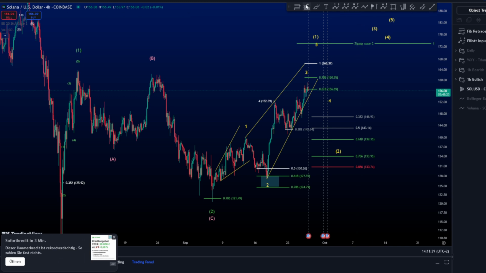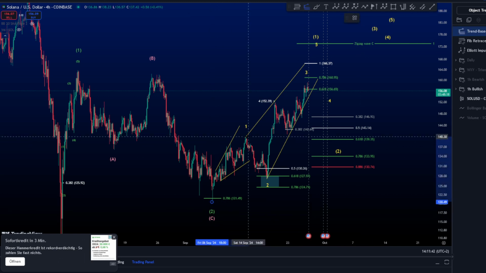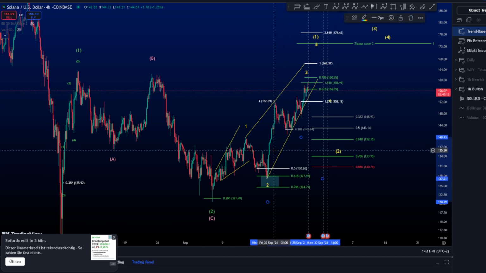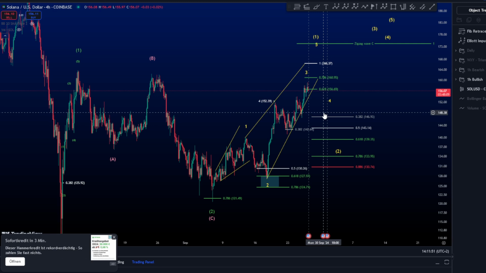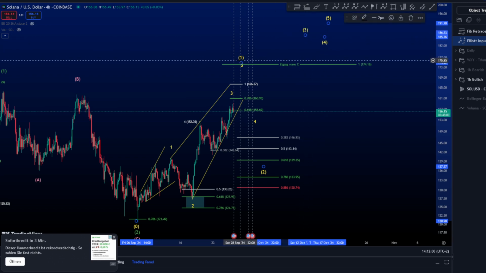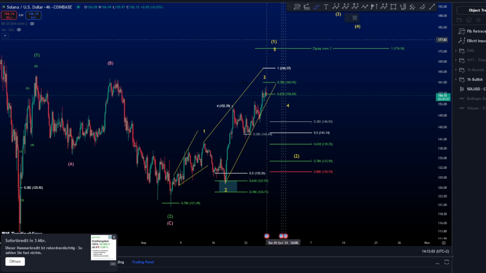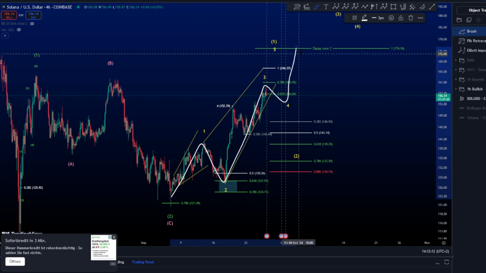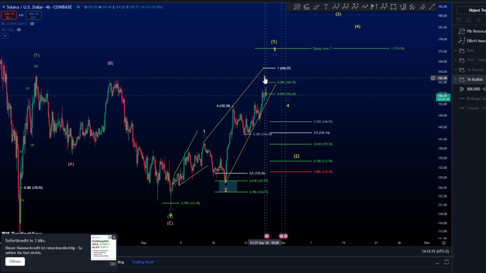Because if we take this fib level from the 1 to the 2, we can see that we hit exactly at the 1.618 fib level, which is perfect for a wave 3. So this is another bullish possibility, besides the finished diagonal. Besides the finished diagonal that you see here in yellow lines, we are still possibly in a 1, 2, 3, 4, and a 5. Very possible. Even if we have hit the diagonal shape, we might still see continuation towards the upside.